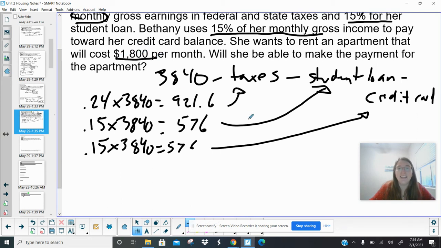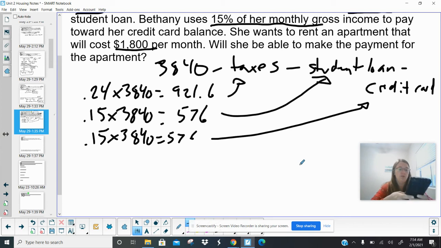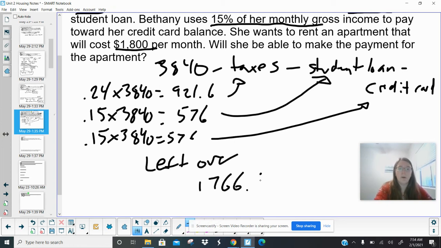So let's take this all away and let's see if she can afford this apartment. She needs to have at least $1,800 left over. So 3840 minus 921.6 minus 576 minus 576. So let's see what she has left over. Okay, so left over, she has 1766.4. So what do we think? Can she afford this apartment that has $1,800 a month? Nope. She cannot afford this apartment.